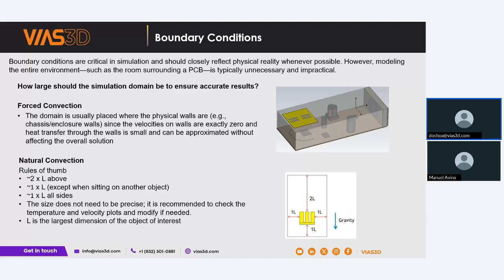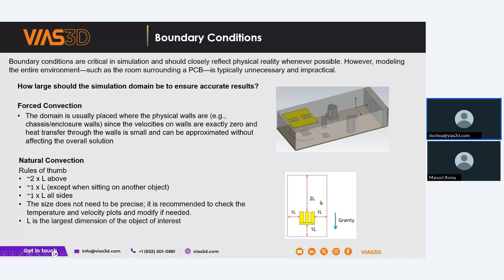And we have a rule of thumb for that. It follows something like the picture that you're seeing here below. You have to consider the size of your simulation model, the largest size dimension, and then you can add a certain distance in the background. Normally for natural convection, we use open space, and we increase the size of the background to make it something like this.